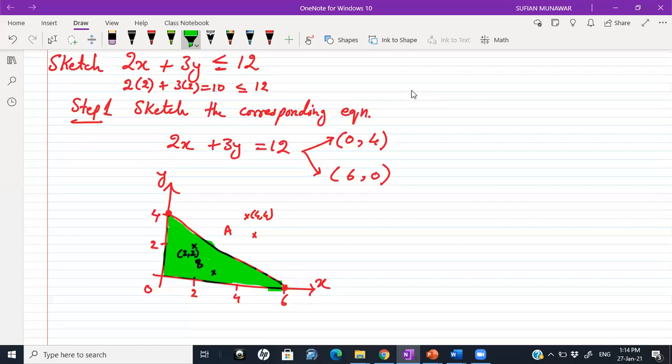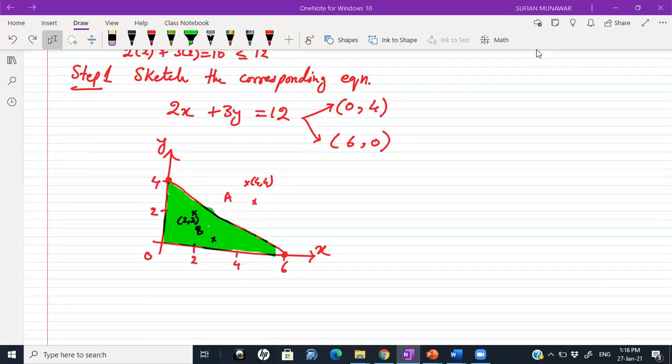Doctor, your voice is not very clear. Your voice was cutting while you were explaining how to determine the area of the inequality. May you kindly explain that again? Okay, sure. Just wait for a few minutes. Let me check. Okay, let me explain it again.